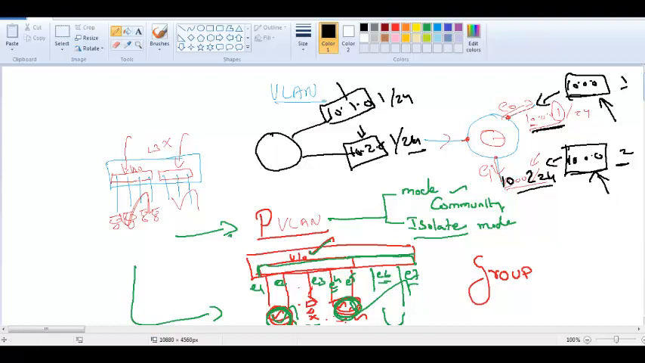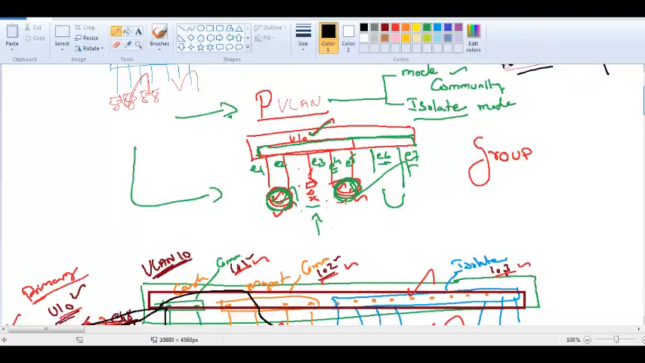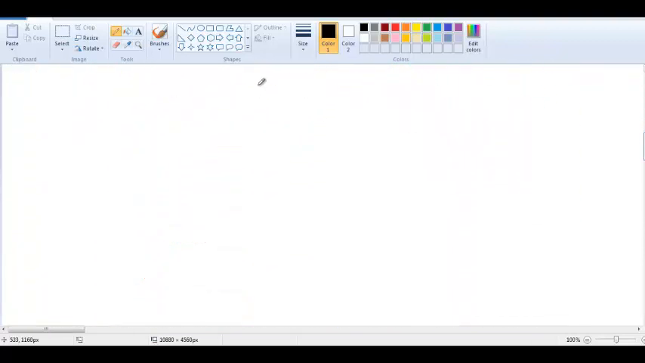So let us go back to our topic, private VLAN. You know why you have not heard of this much before? It is because it is Cisco proprietary. Available only on Cisco devices, Cisco switches. That too, not on every Cisco switch, only some special series. That's why it is not popular.